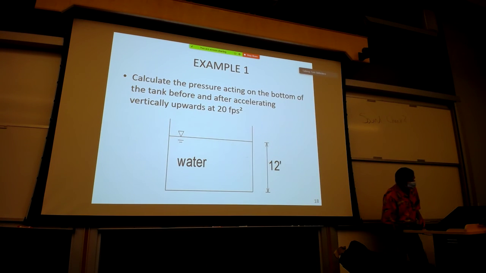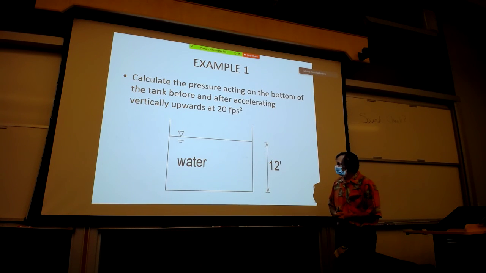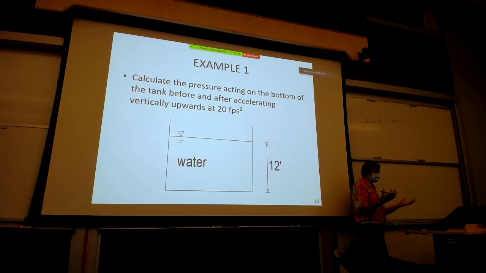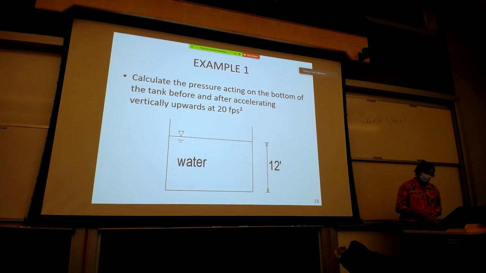So let's do this example, and then I'll do a more thorough example doing everything, all directions, next time. So we're going to have a very simple container, and it's going to have 12 feet of water. And what we're going to do is accelerate it upwards at 20 feet per second squared. And the first question, the very simple thing we're going to ask, is what's the pressure on the bottom?